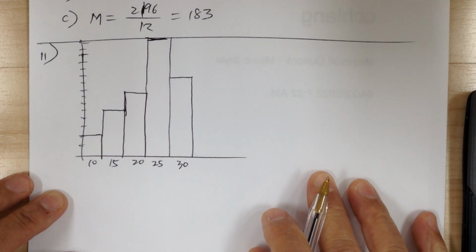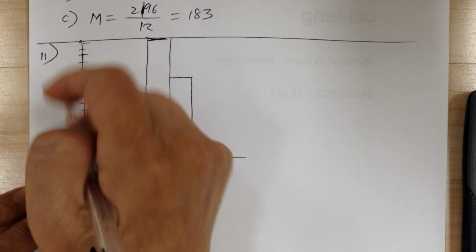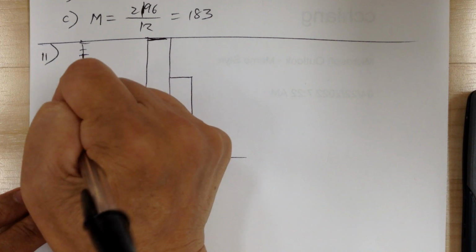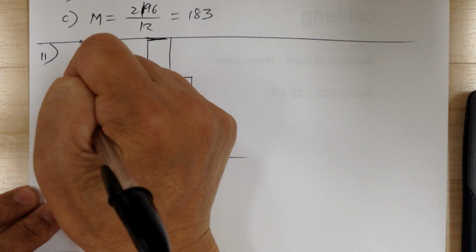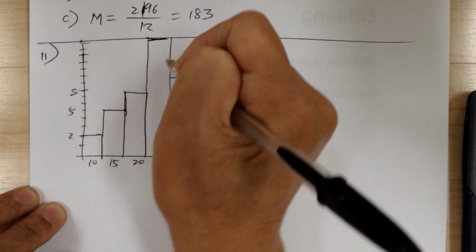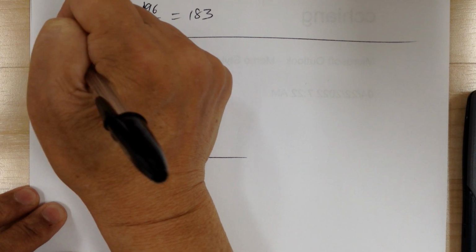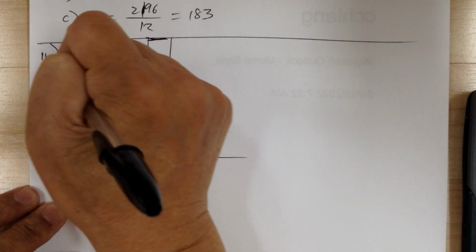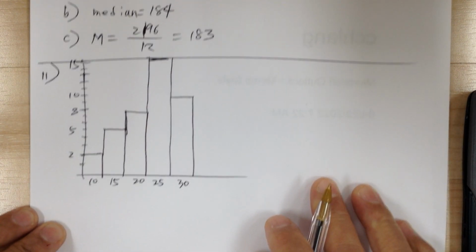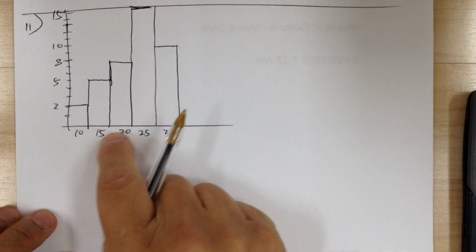So that's it. Again, this is the 2, the 5, the 8, and then the 15, and the 10. And so that's your answer for number 11.